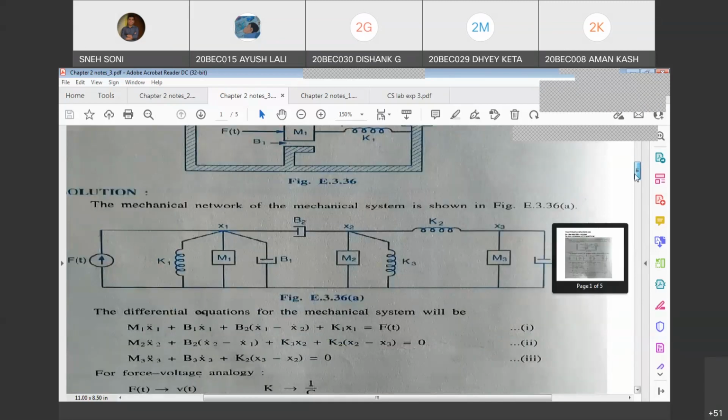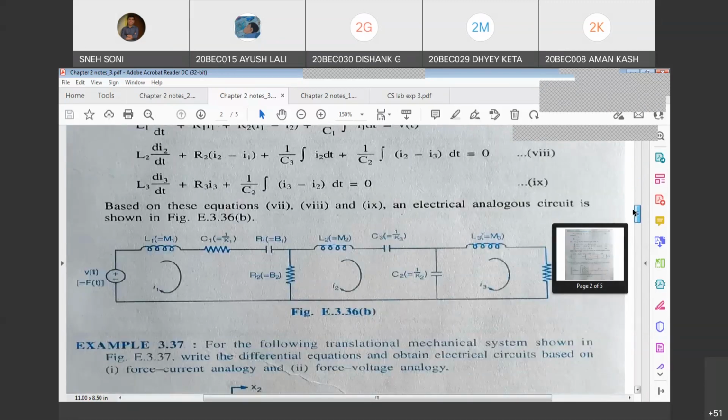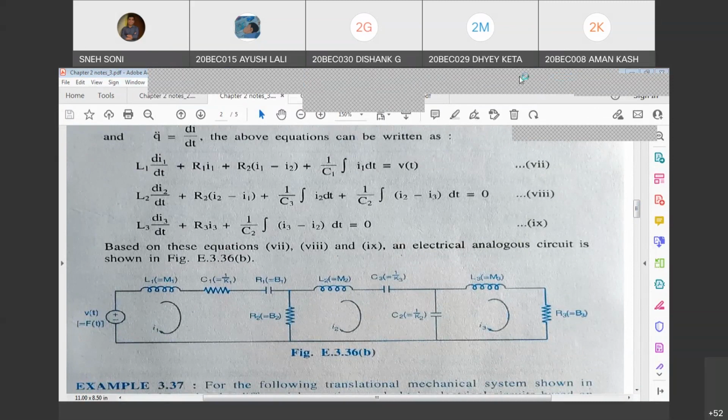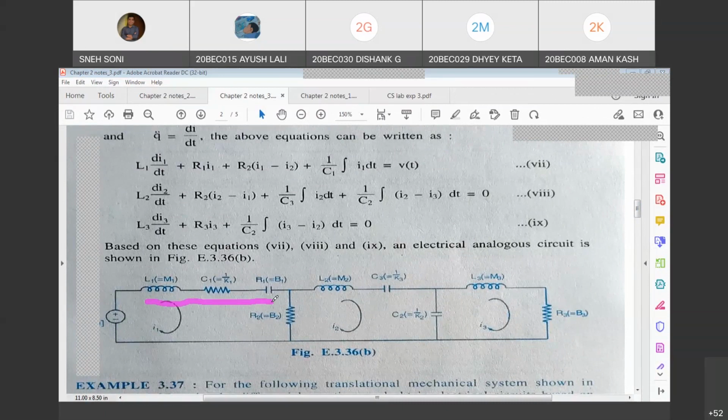Okay, so let's check the actual converted circuit. Those three components were in series, right? So now we have connected them in parallel. You can see here the corresponding replacement we have done, and we have connected them in series. Parallel ones we have made series here. Then the component that was horizontal we made vertical. Then two were in parallel, so we have connected them in series. Then again we have done horizontal to vertical, and then two components were in parallel, so we have connected them in series. And we have a voltage source in the circuit. So this is the corresponding electrical circuit for force voltage.